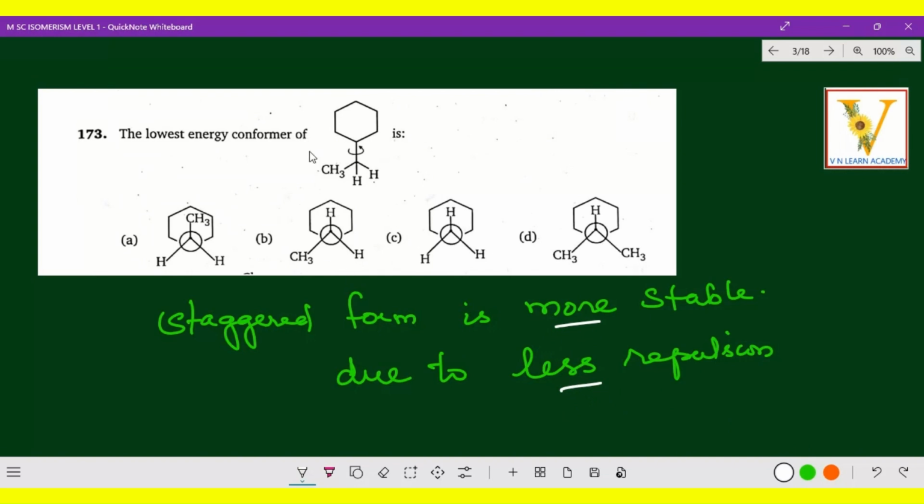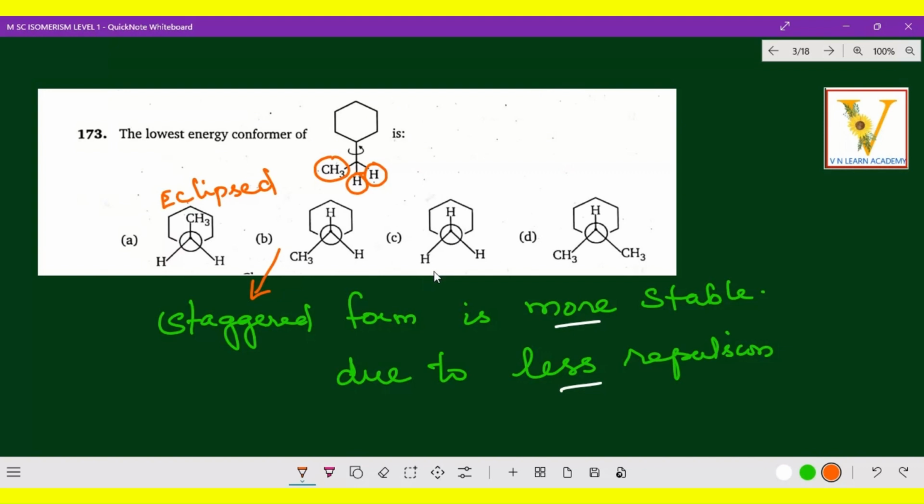Now, to find which is the staggered form: here CH3 is there, hydrogen, and here hydrogen, here cyclohexane. Cyclohexane and methyl group are more or less the same kind, alkyl. Here CH3 is on the top and behind it cyclohexane is there. So this is one alkyl behind the other, both hiding each other. That means this is the eclipsed form. Whereas here, CH3, hydrogen and hydrogen, so this is staggered.